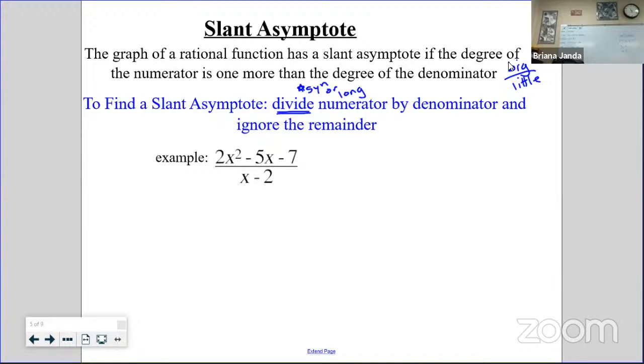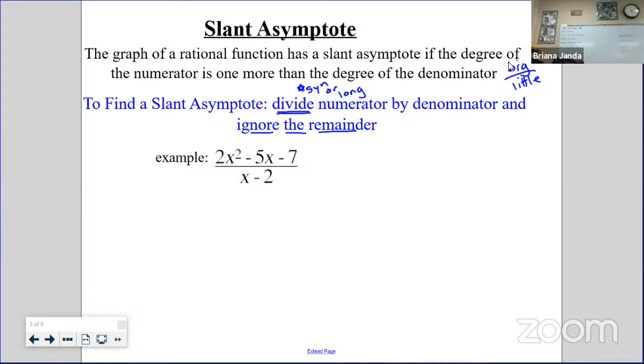If you love long division, you can use it. Synthetic division is what I will always use. It does say to ignore the remainder. Okay, so you'll see what that means in just a minute. Notice my example is slightly different than your note sheet. Let's go ahead and adjust to what I have.